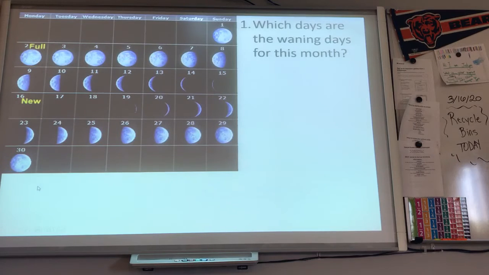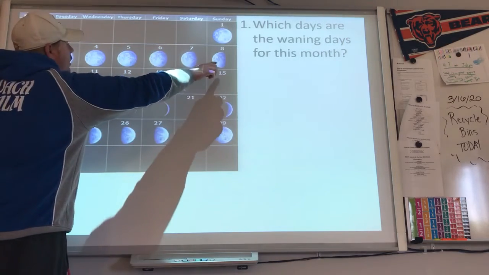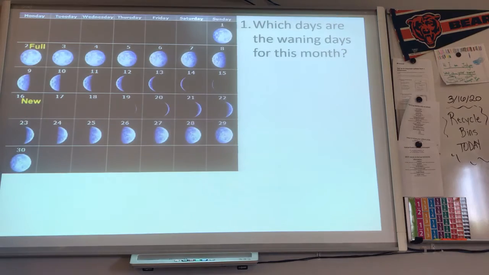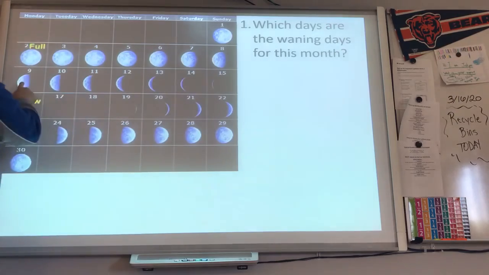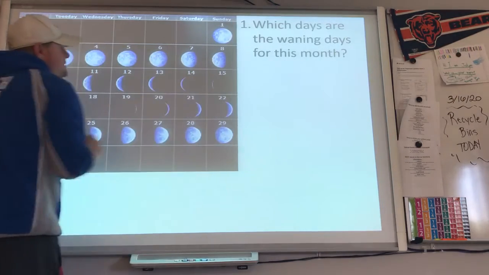All right. Which days are the waning days for this month? So when it's getting smaller. The idea is to find the full moon, then move towards the new moon. The waning days are the 17th through the 29th till it gets to that new moon. It's getting smaller. Do you see how it's progressively getting smaller day by day until it's down to nothing?